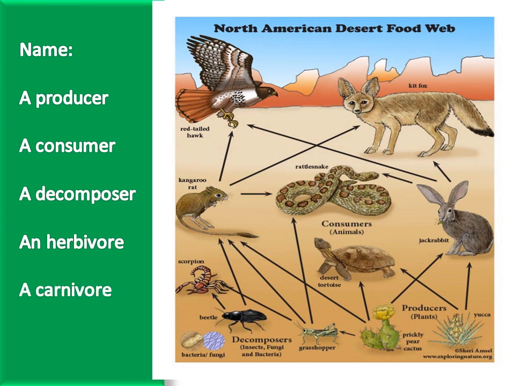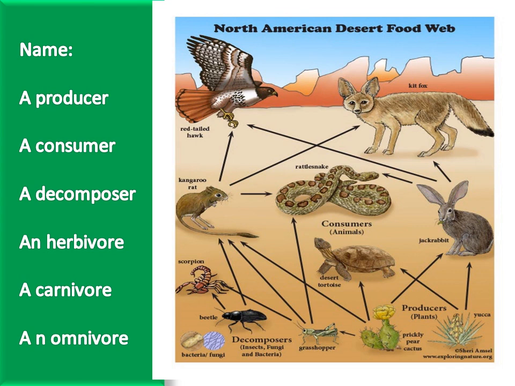A carnivore. Who can name a carnivore? So a carnivore eats other animals for food. We have many examples as well. We have the rattlesnake, we have the fox, and we have the red-tailed hawk. All of them can eat the kangaroo rat, another consumer. Or they can eat the jackrabbit. That's why they are carnivores. They eat other animals for food.